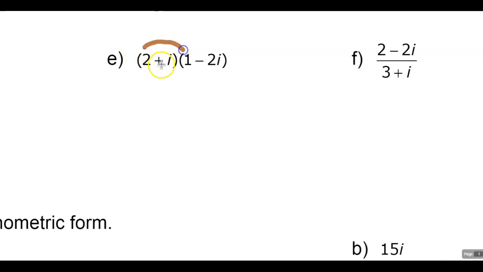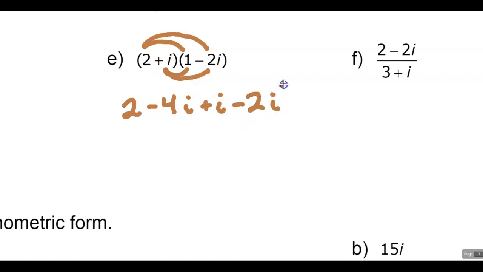So we have 2 times 1 is 2. 2 times negative 2i is negative 4i. And then we have i times 1, another i. And i times negative 2i. So negative 2i squared. Right. Once again, any i squared you can replace with a negative. So drop the i squared, and negative of a negative is going to be positive.